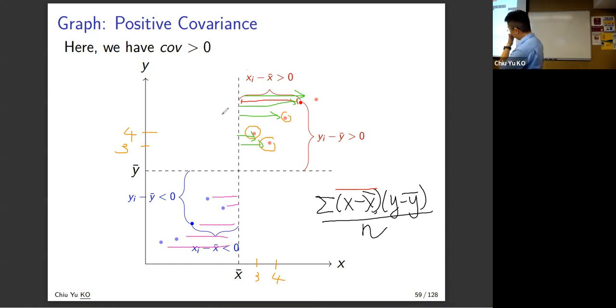The distance of X. Okay, so we're looking at the distance from the mean. If positive, it means it's above the mean, right? And look at the other way around.